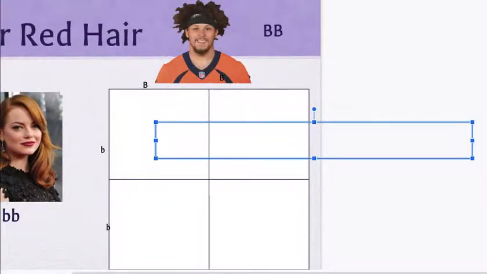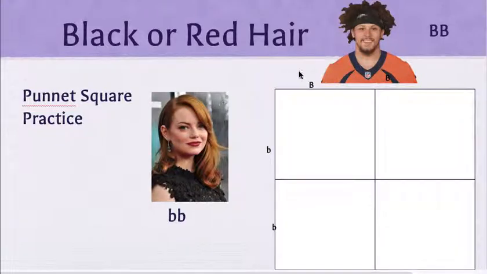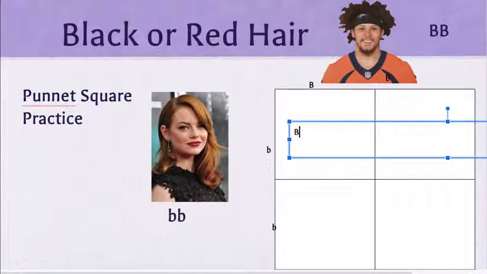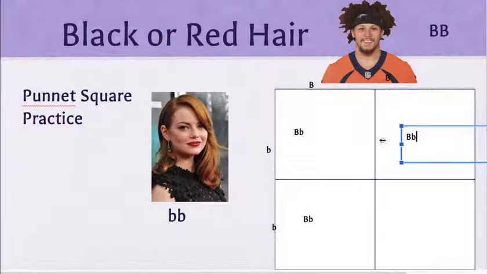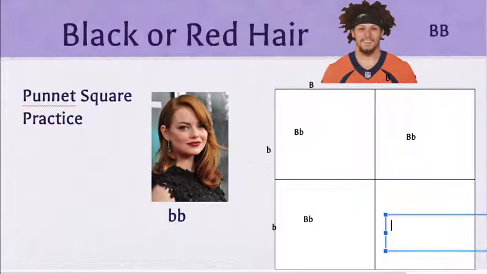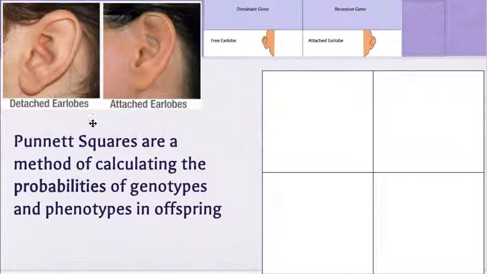So now when we cross these, the first possibility is going to be big B, little b. Second possibility, big B, little b. Third possibility, big B, little b. And fourth possibility, big B, little b. So all four possibilities are big B, little b. So in terms of their kids, the probability is 100% that their kids will end up with black hair, not red hair.